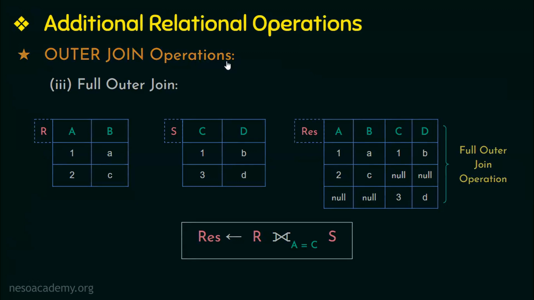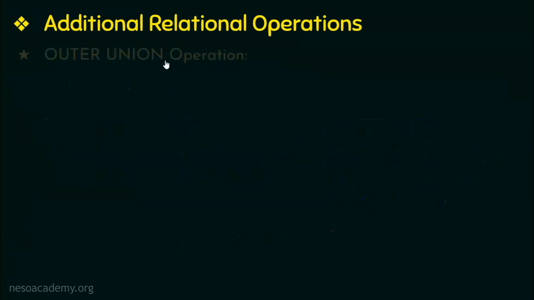The last topic under additional relational operation is the outer union operation. We have already learned about union operation in our lecture on set theory relational algebra operations. In that lecture, we had discussed that to perform a union of two relations, those two relations have to be union compatible. That is, the two relations should have the same degree or the same number of attributes, and also their domains should be the same. That is, they should have the same data type.